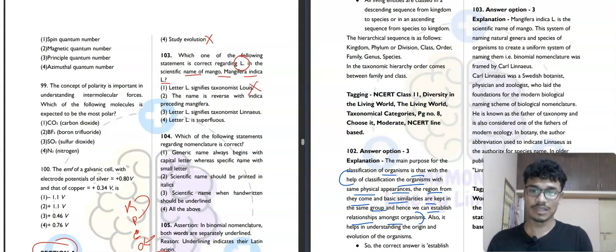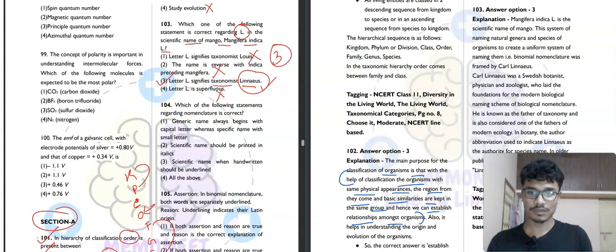Then, the name is reversed with indica preceding Mangifera. This is not correct, a baseless option. Then, the letter L signifies taxonomic lineage. Do you know this scientist? I hope you know. L signifies Linnaeus, Carolus Linnaeus. So in Mangifera indica L., the L signifies the taxonomist Carolus Linnaeus. The last option says that the L is superfluous. This is also not correct. The third option is our correct answer for this question.